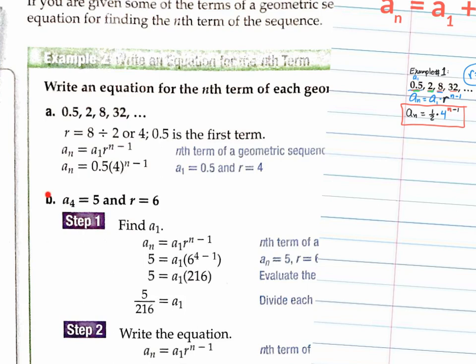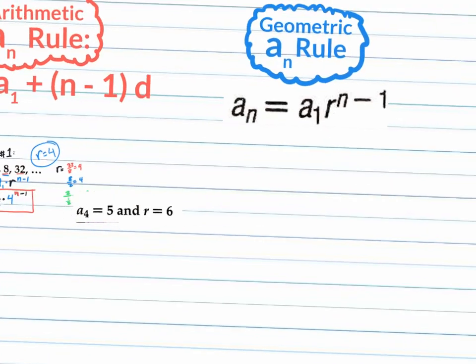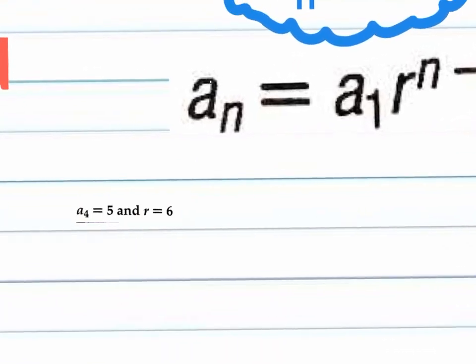What do I mean by that? Here's another example where they don't give you a sub 1, they give you a sub 4, and they tell you that a sub 4 is 5, and they give you the common ratio 6. And they want you to find the a sub nth rule given this information. So let's do that. Let's cut this out right here, and let's move it to our notes and write it as example 2 right here.